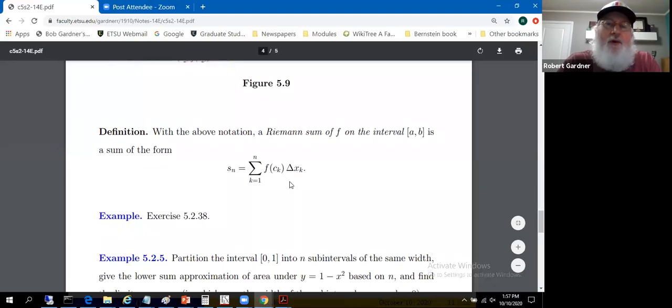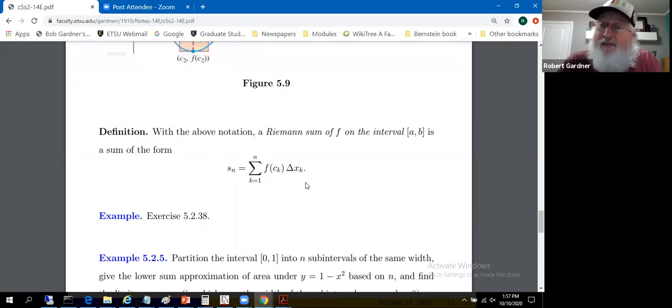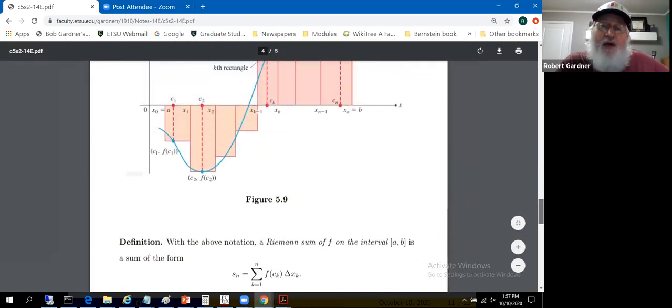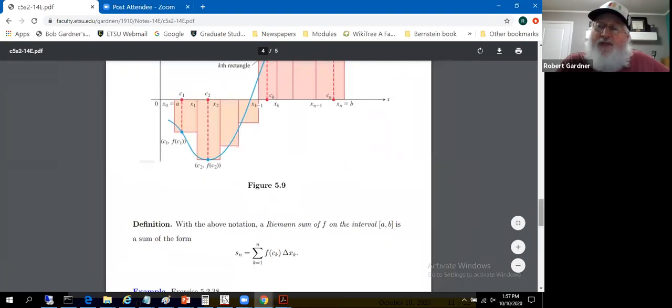Okay. With the notation established above in terms of function values and partitions and delta x sub k's, we define the Riemann sum of f, or a Riemann sum of f on the interval from a to b to be a sum of this form. S sub n, that's for sum, n because we're taking a partition that results in n subintervals. Sum from k equals 1 to n, f of c sub k times delta x sub k. That is then exactly in the picture above. I'm going to see the picture and the sum at the same time.